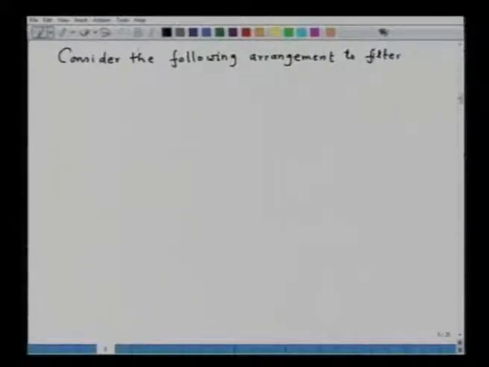Now, consider the following arrangement to filter the air before it is discharged into the environment.